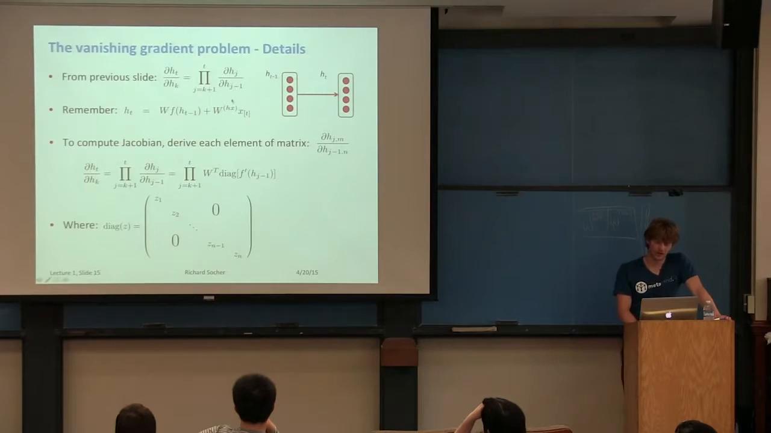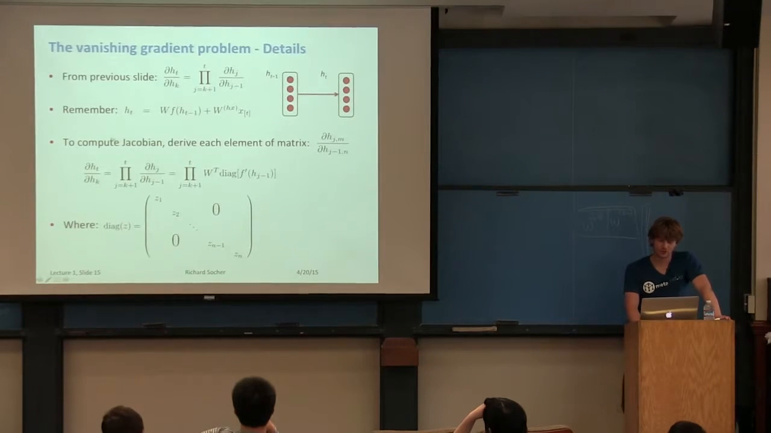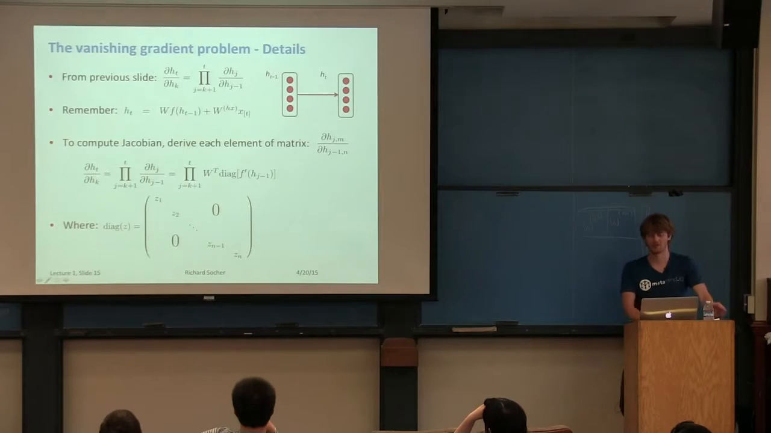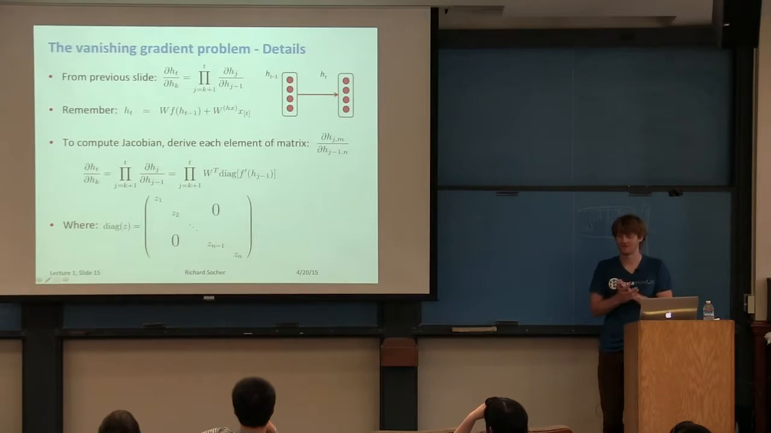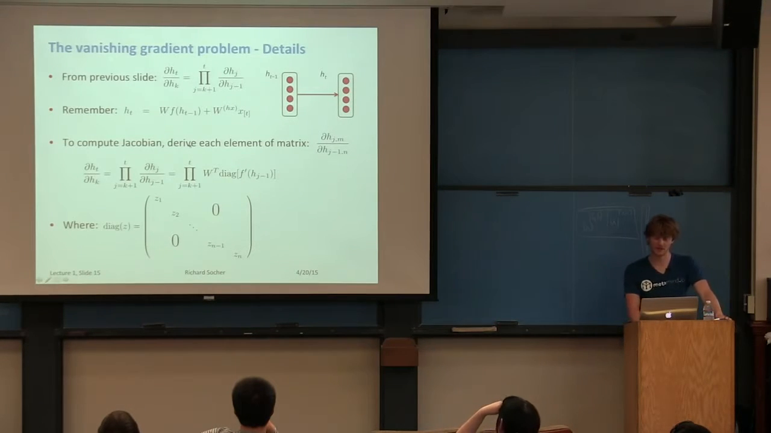Okay, so now from the previous slide here, we basically wanted to compute the partial of h_t with respect to h_k, and again, this is the sum for all the previous ones, which again, in some ways, is just applying the chain rule. Now, in order to compute this Jacobian, what I would encourage you to do, it's really fairly straightforward, is to again derive each element of the matrix here.